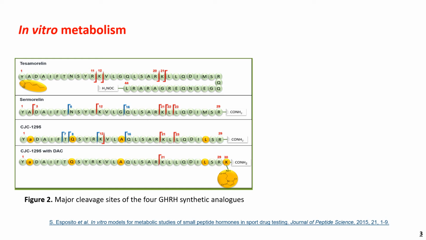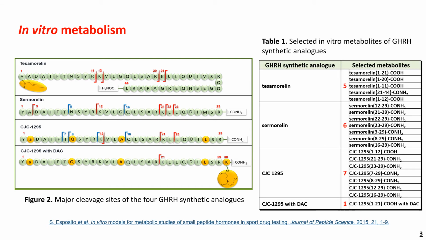Selected metabolites are illustrated in figure 2, where I show the cleavage points. Colored markers are orientated toward the direction of the resulting putative metabolites, while red markers represent human liver and kidney microsomes in vitro model, and blue markers represent serum in vitro model. In the table on the right-hand side, I'm showing how many putative metabolites we obtained from just the 4 intact synthetic analogues.